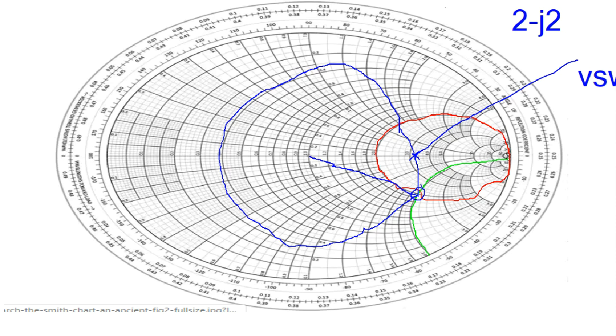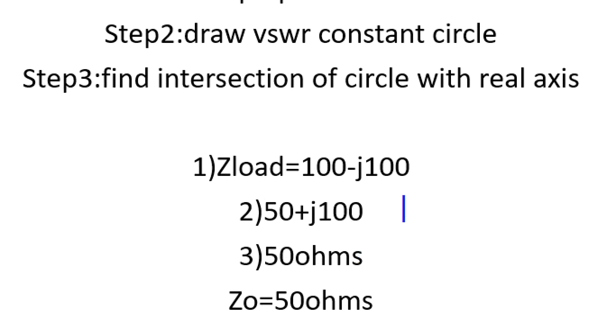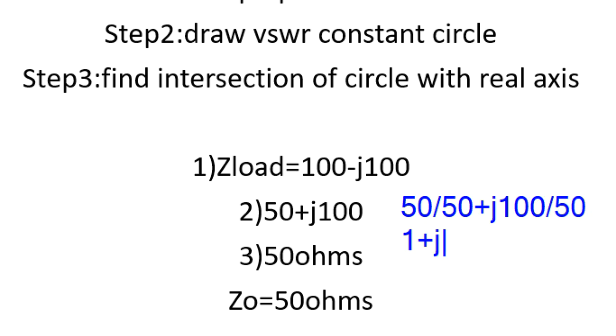Understood how we can solve? Let me solve one more problem like this. Okay, so let us take one more example here from the previous line. See, 50 plus j100. So let me start taking that 50 divided by 50 plus j100 divided by 50. The answer will be 1 plus j2. Okay, we got this. 1 is in the real axis, plus 2 is in the imaginary.